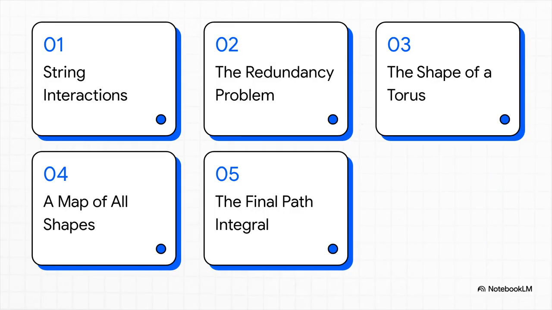So, here's our game plan. We're going to start with how you even begin to calculate string interactions. Then we'll hit a wall, a really big one, this problem of redundancy. To get around it, we're going to look at a donut, believe it or not, a torus. That's going to lead us to this amazing idea of a map of all shapes called moduli space. And finally, we'll put all the pieces together and see how the path integral gives us the final answer.